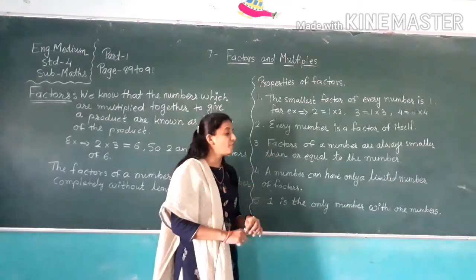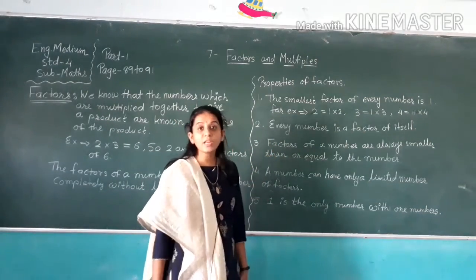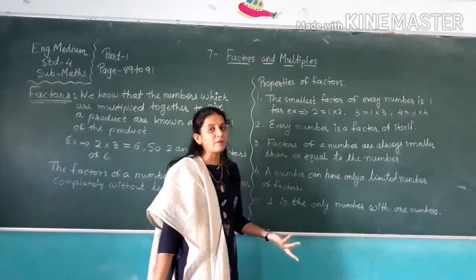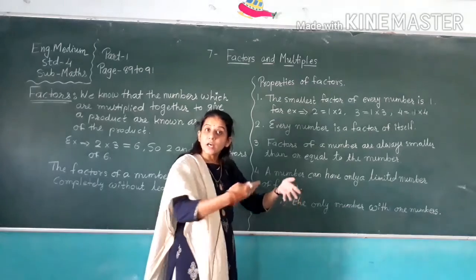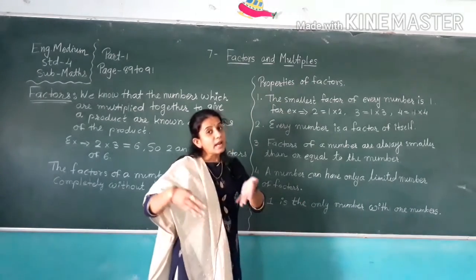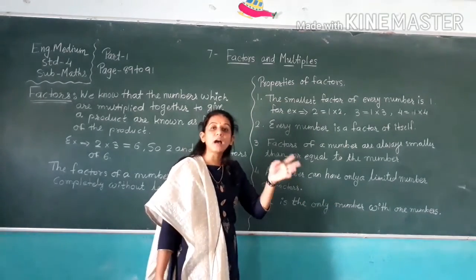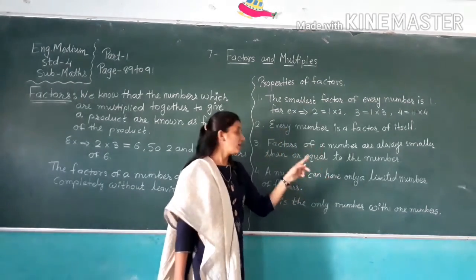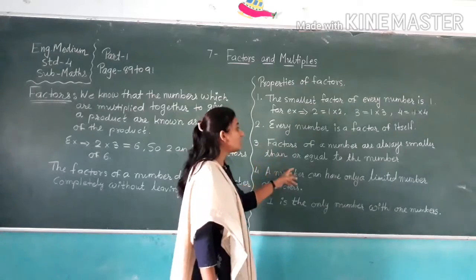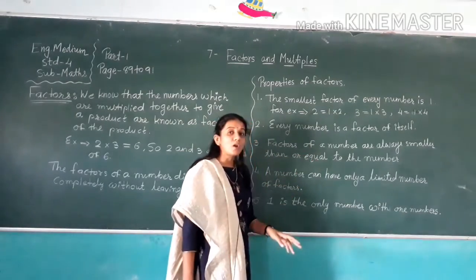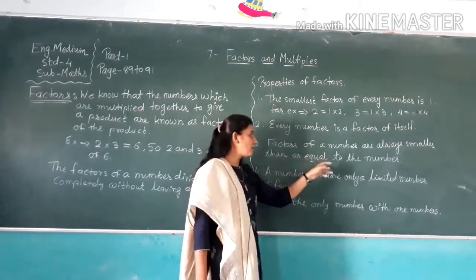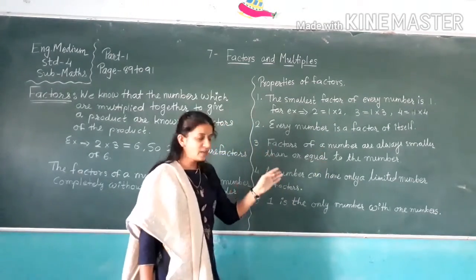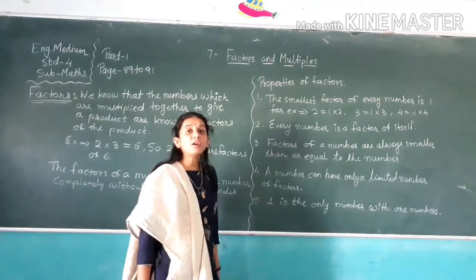Every number is a factor of itself. Look, 13 multiplied by 1 is 13. So 13 is a factor and 1 is also a factor. Both are factors. That means every number is a factor of itself. Factors of a number are always smaller than or equal to the number.